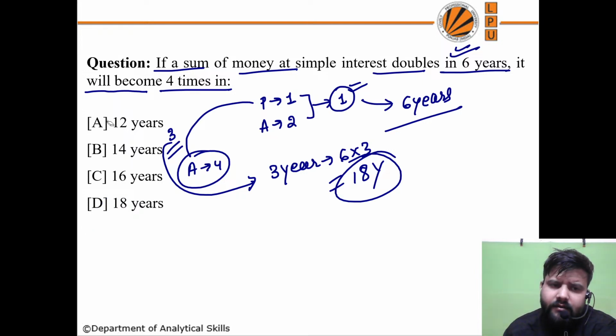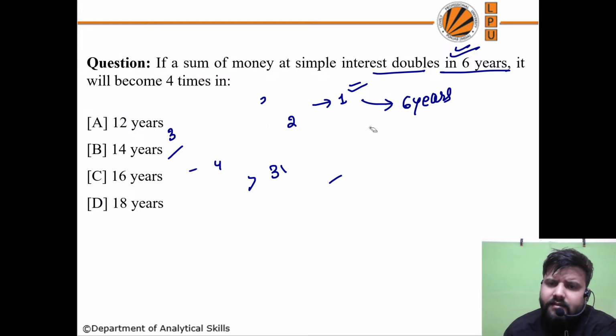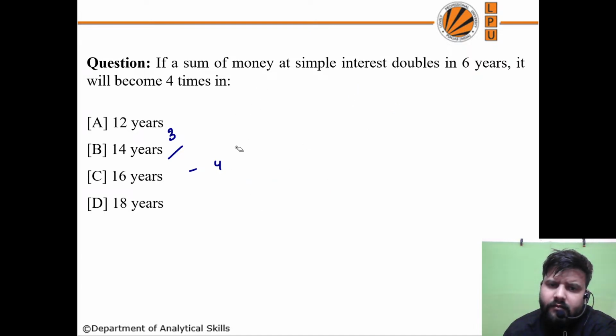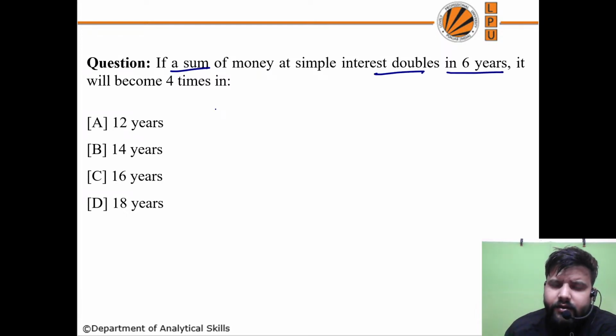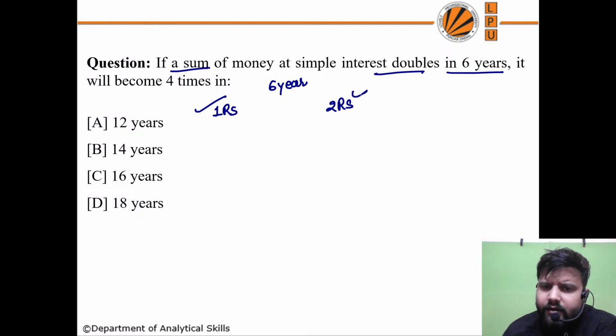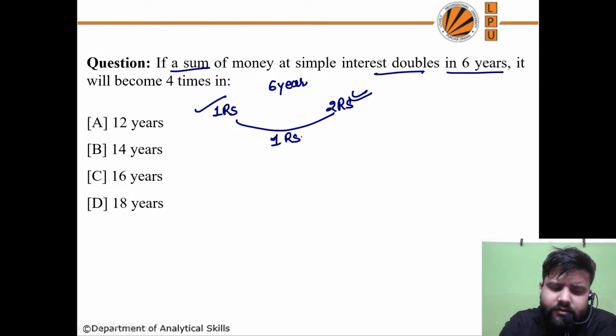Okay, listen again, those who could not understand it. It's a simple one. I am saying a sum doubles in 6 years. It means if you invested 1 rupee, you are getting 2 rupees. And it is in how many years? It is in 6 years. You invested 1 rupee, you are getting 2 rupees. It means the interest you are getting is 1 rupee only. So the pattern in this simple interest is, to earn 1 rupee, it takes 6 years.